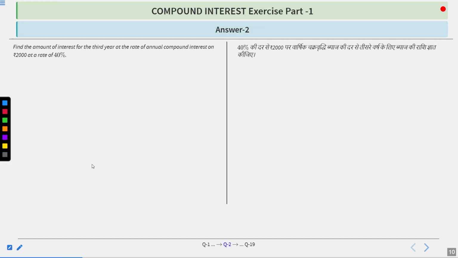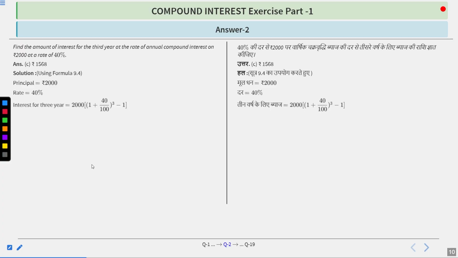So it was given to us that annual rate of interest was 40%, and we have to find the amount of interest for the third year on rupees 2,000. The answer to this question is option C, 1,568, and we are going to use formula 9.4 to solve this question. Principal was rupees 2,000, rate was 40%. So interest for 3 years according to formula 9.4 is going to be equal to 2,000 into 1 plus 40 upon 100 raised to the power 3 minus 1.